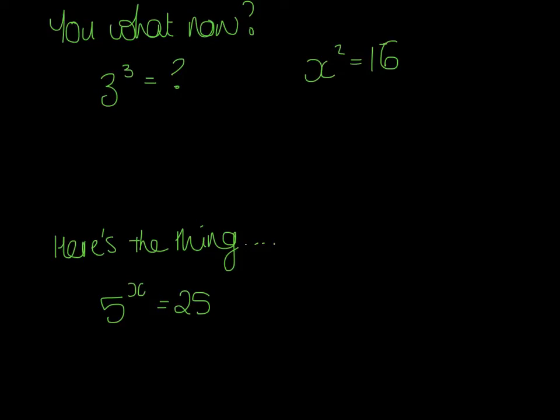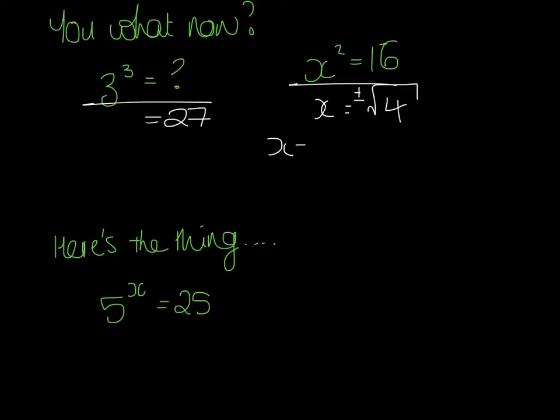Now, I know you're thinking, what on earth are you talking about? You've gone absolutely batty this time, but just bear with me for a second, okay? You know how to answer the top two questions. 3 to the power of 3, well, that's 3 times 3 times 3, which is 27. And you also can answer the second type of question. Something squared is 16. So we can just square root both sides, and that leaves me with plus or minus, please do not forget that, 4.